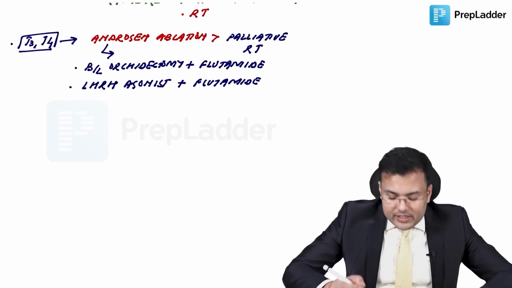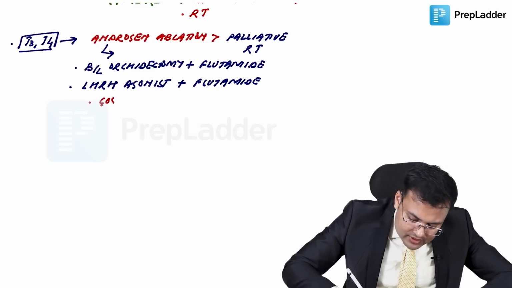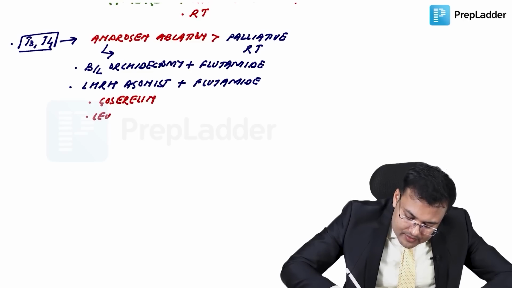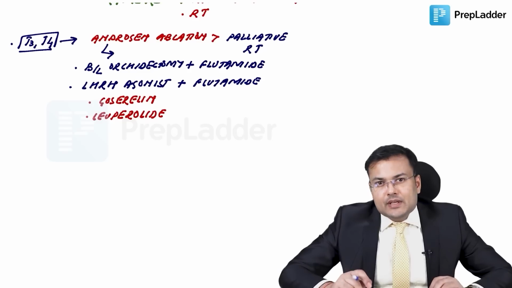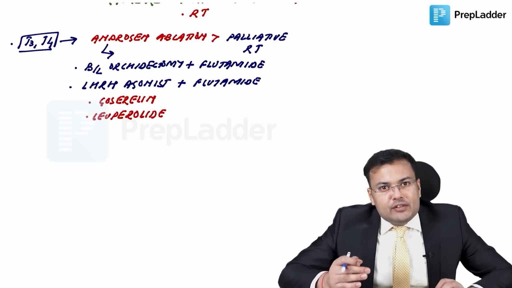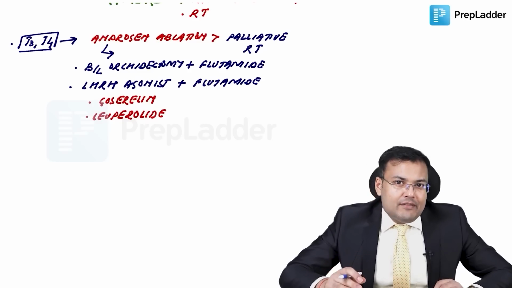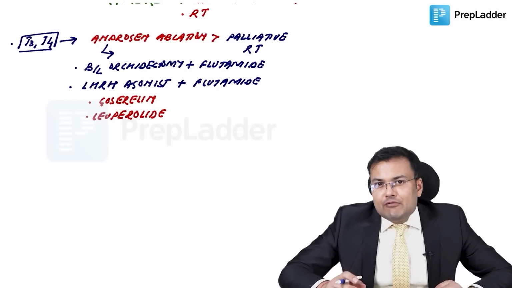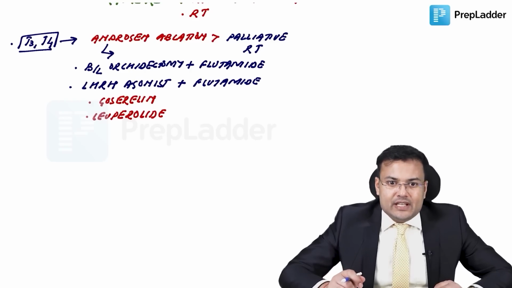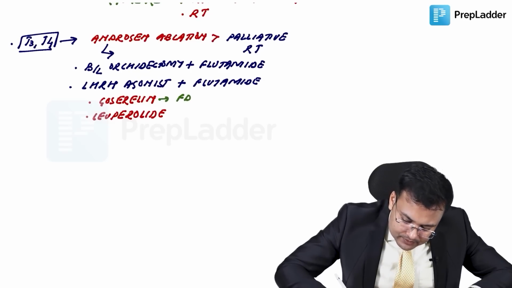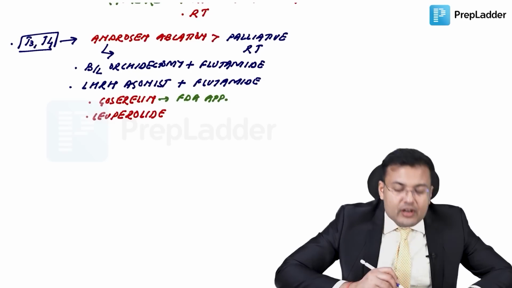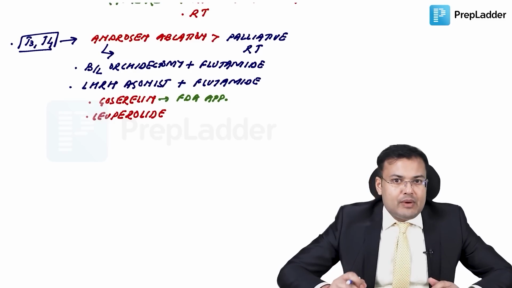These are also used in CA breast. So one is goserelin and the second is leuprolide. This is the famous question of AIIMS. It was asked 4 to 5 times in AIIMS, which of the following drugs is recently FDA approved for advanced and metastatic carcinoma prostate, and that is goserelin.